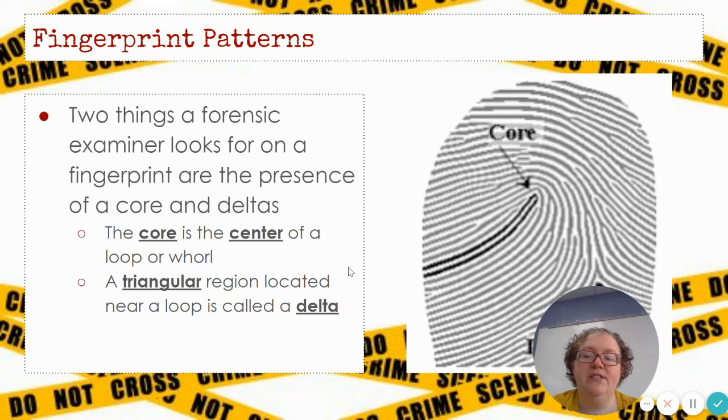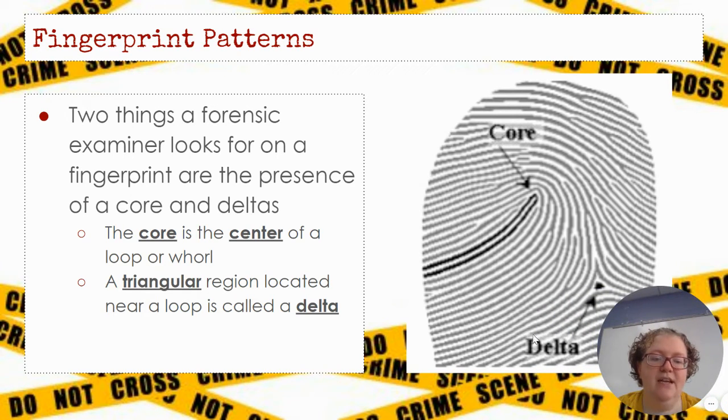So there's two things a forensic examiner looks for on a fingerprint, and they're the presence of a core and a delta. We'll do a lot of practice with identifying cores and deltas. The core is the center of a loop or a whorl. So this happens to be a loop. The very center of it here would be what we call the core.